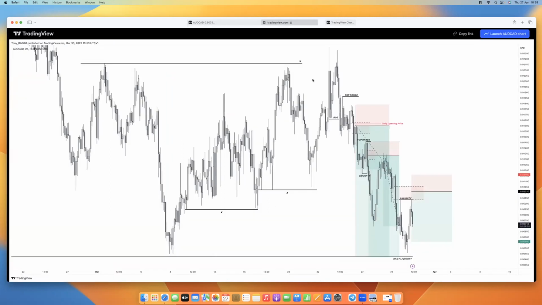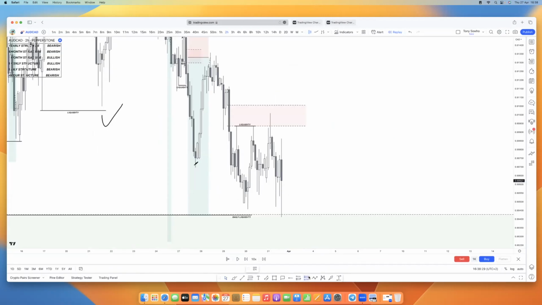So my entry, I had a sell limit on this trade. I remember the sell limit at 91,010. This trade was painful. I'm going to show you why now.